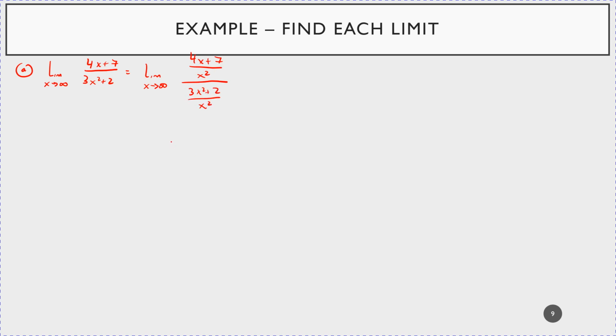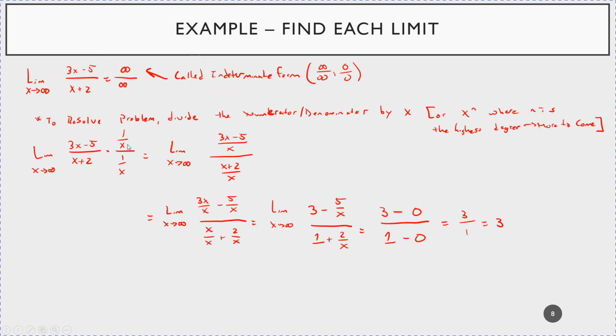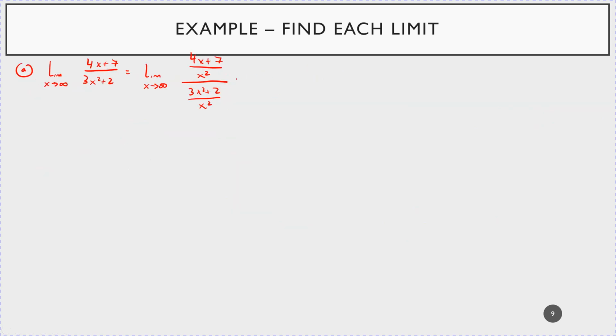Okay. You can do that because just like up here, you're multiplying by 1 over x divided by 1 over x, which is just 1. So you can multiply anything by 1. So you split it up. This is the limit as x goes to infinity of 4x over x squared plus 7 over x squared, divided by 3x squared over x squared plus 2 over x squared.